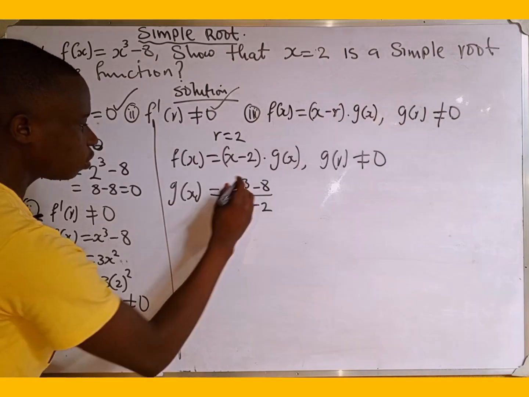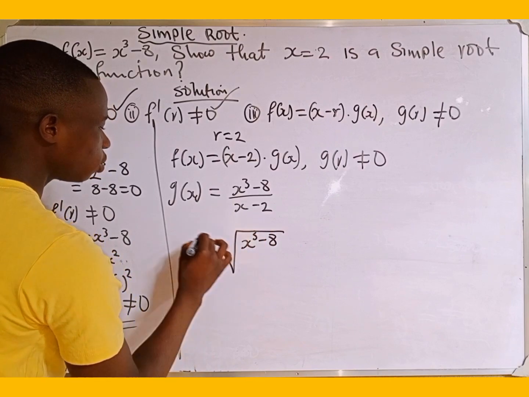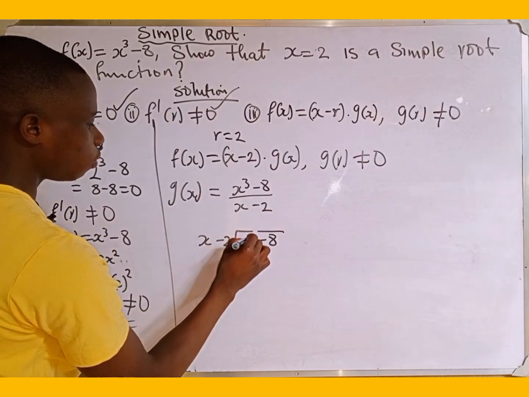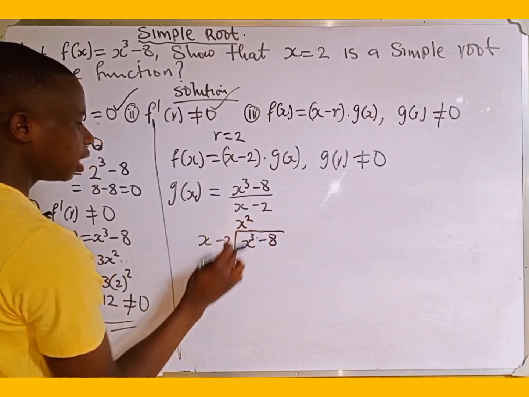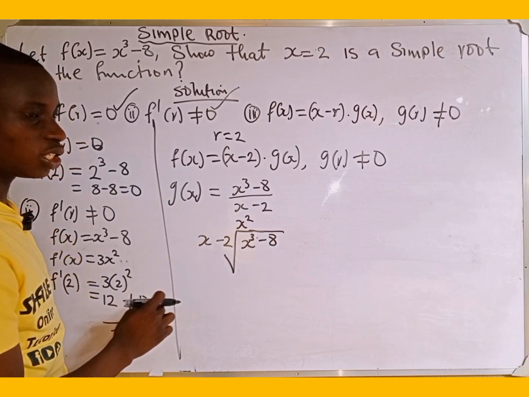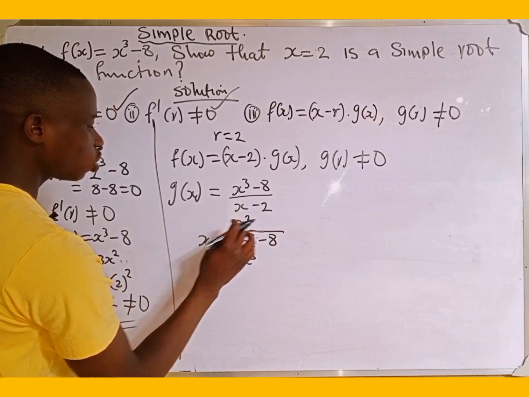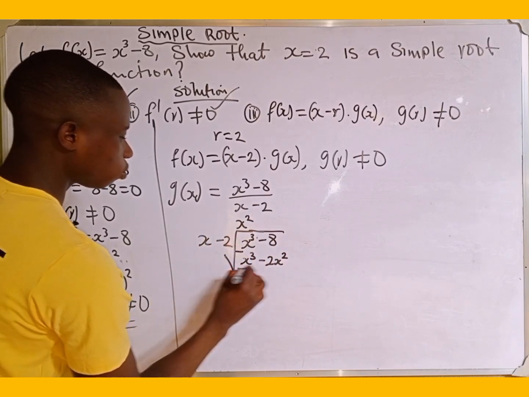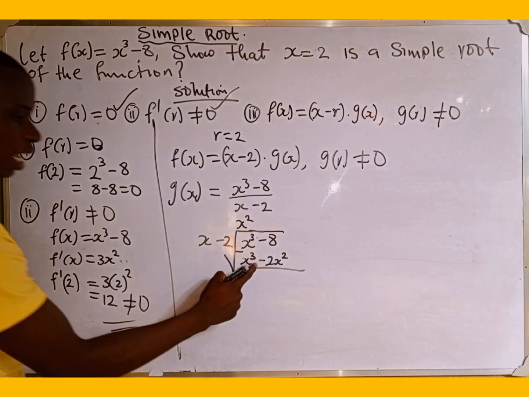To divide these two polynomials, we're going to use long division. So the first one is x cubed minus 8, divided by x minus 2. x cubed divided by x gives us x squared. Then use this x squared to multiply each term. x squared multiplied by x gives us x cubed. Then x squared multiplied by minus 2 gives us minus 2x squared. Now we subtract. Remember, this sign affects the terms below.